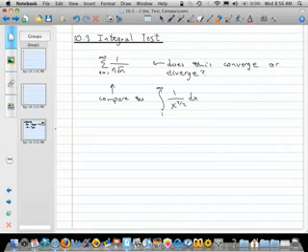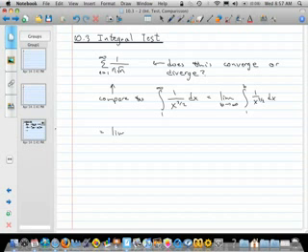This is still a series with positive terms, and we're going to compare it to 1 over x to the 3/2. Note that n times the square root of n is n to the 3/2. So we want to take that integral, and that is the limit as b goes to infinity of the integral from 1 to b of 1 over x to the 3/2 dx.